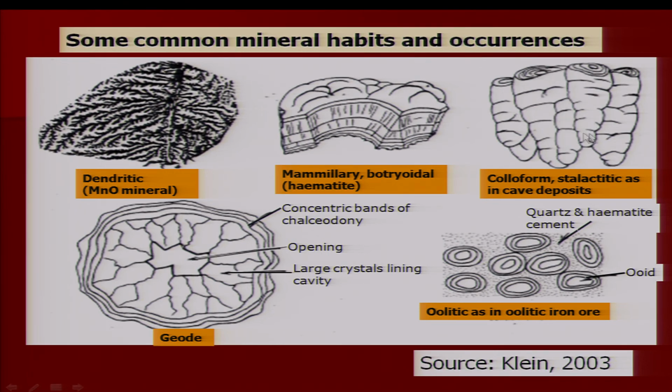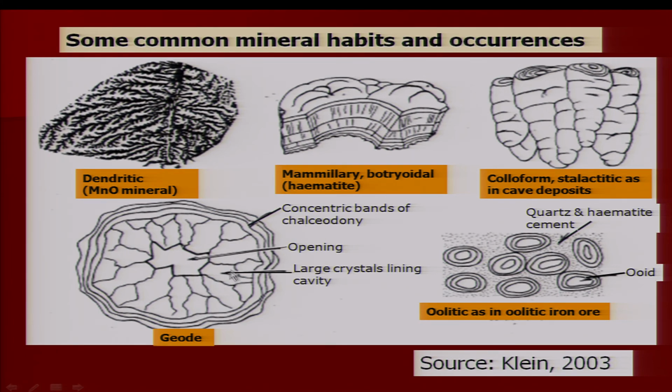Colloform minerals crystallized out of colloidal solutions and develop a botryoidal habit. Colloform habit is also called botryoidal. These are the lobes, you can see these are the lobes developed here, and some of the lobes are merged together while clubbing. Some of the lobes are compressed together and form an aggregate here.